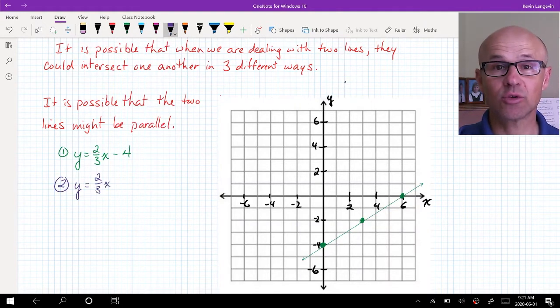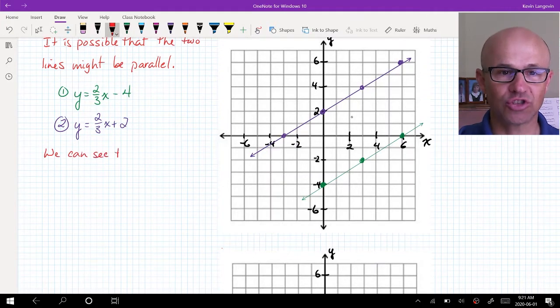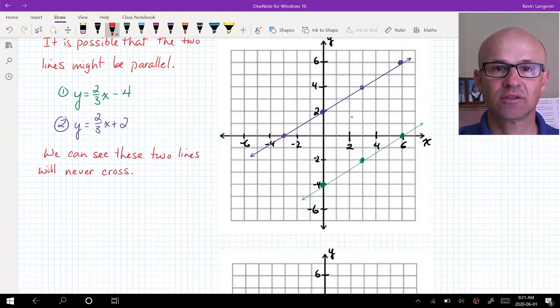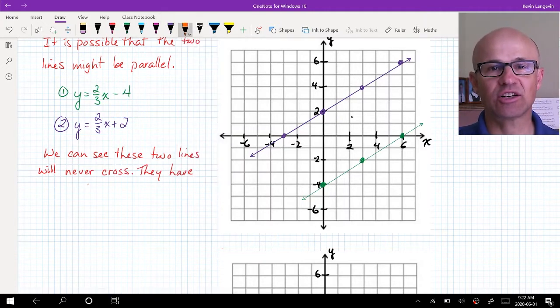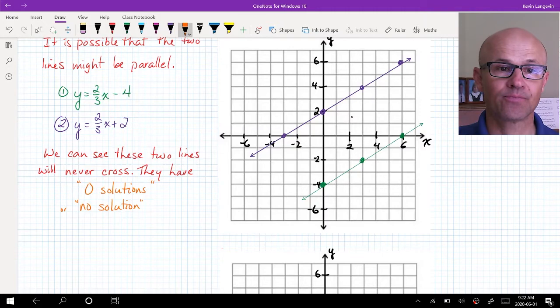So very clearly we draw these two lines. They both have a slope of up 2/3. They're never going to intersect each other. Therefore, they have no solution. They never cross. They can't have a value which actually works in both lines. So we say this is either zero solutions or no solutions.